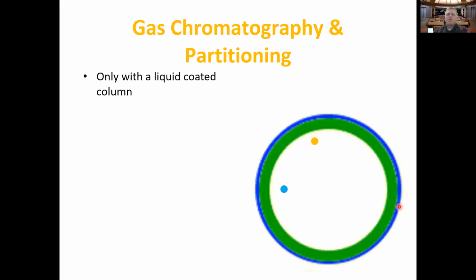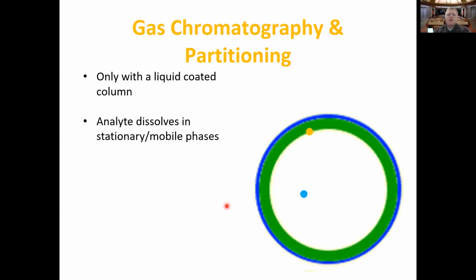An example of partition chromatography is gas chromatography, or GC. In this instance, you can have an open tubular column that is coated with a liquid surface. GC is only partitioning chromatography when you have a liquid coated surface in there. And then your analytes will dissolve in your mobile phase and your stationary phase for different amounts of time. If you're looking at these two analytes here, the yellow one and the blue one, you'll notice that the yellow one spends more time in the mobile phase, the blue one spends more time in the stationary phase.